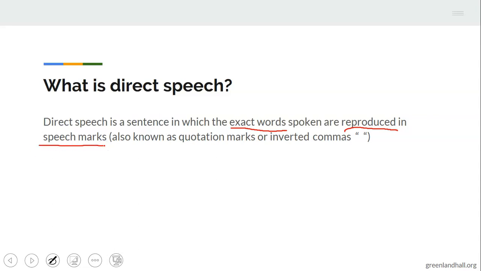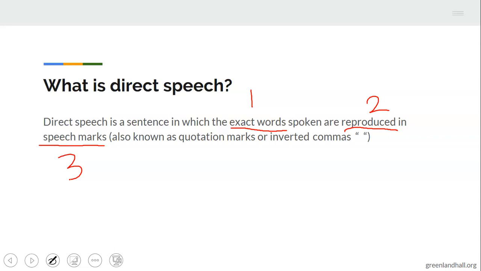Now, three things are important. This one, this is 2, and here is 3. If you're going to learn what direct speech is, if you grab these 3 notations on the slide, you get it. Okay, what is it? It's a sentence in which the exact words are reproduced in speech marks.